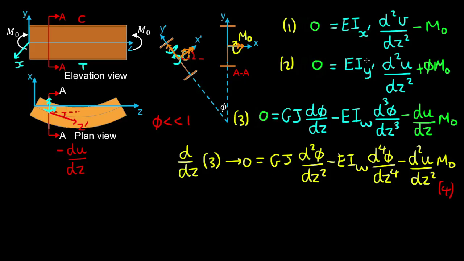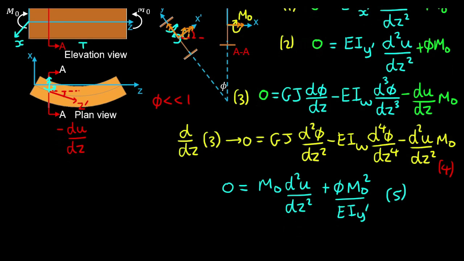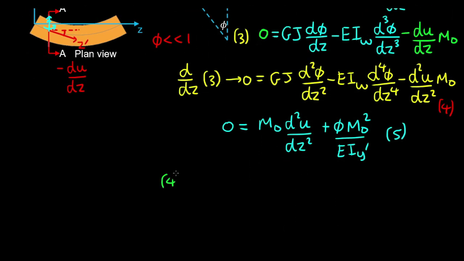And if we multiply 2 by m naught and divide through by the lateral bending stiffness, we get 0 is m naught by the second derivative of u with respect to z plus the angle of twist by m naught squared on the lateral bending stiffness. So that's equation 5. And then adding 4 and 5 effectively eliminates these terms.